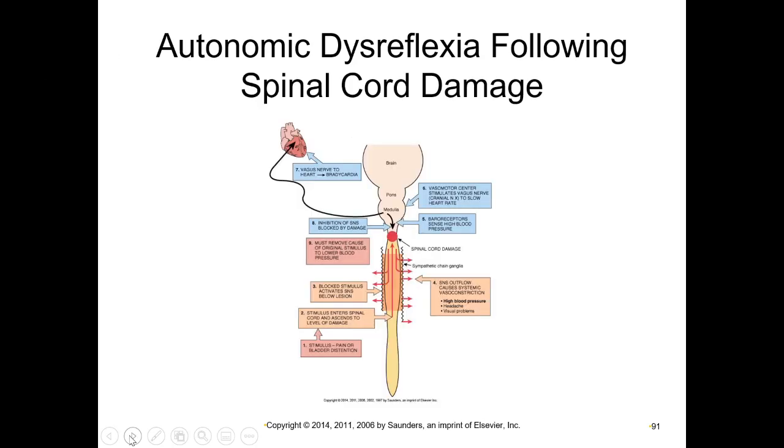Here is autonomic dysreflexia following spinal cord damage. Okay, I'm going to let you have a look at that more closely. If there are questions, please let me know and we'll discuss it more in depth.